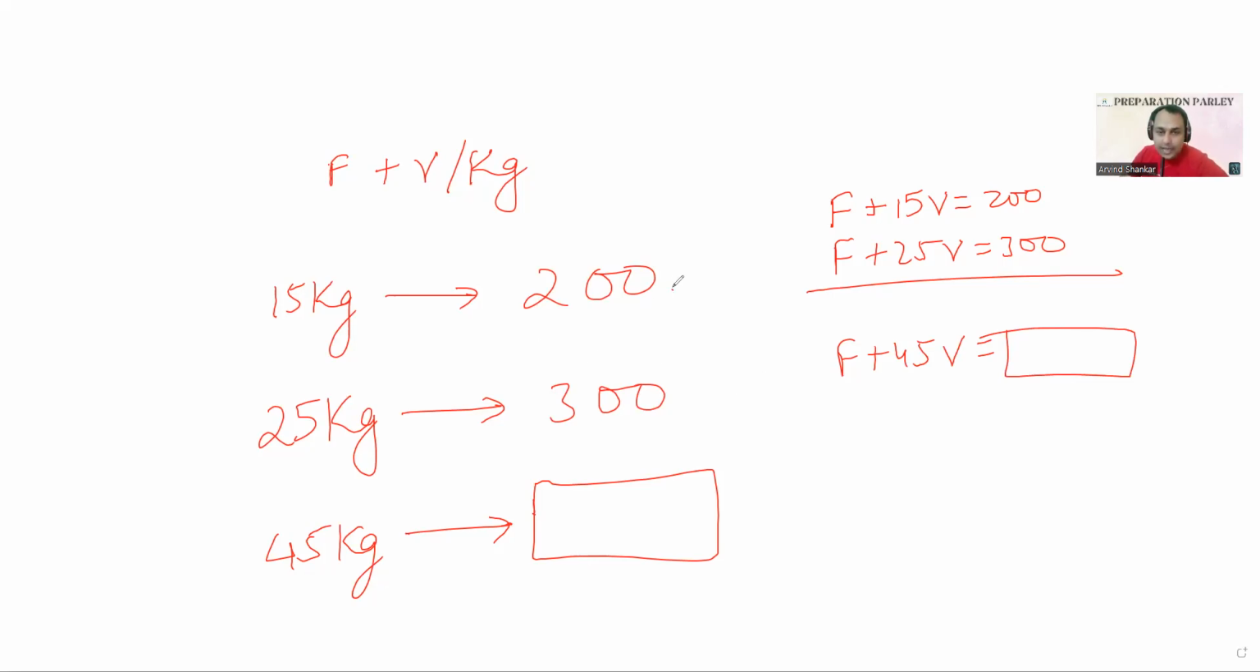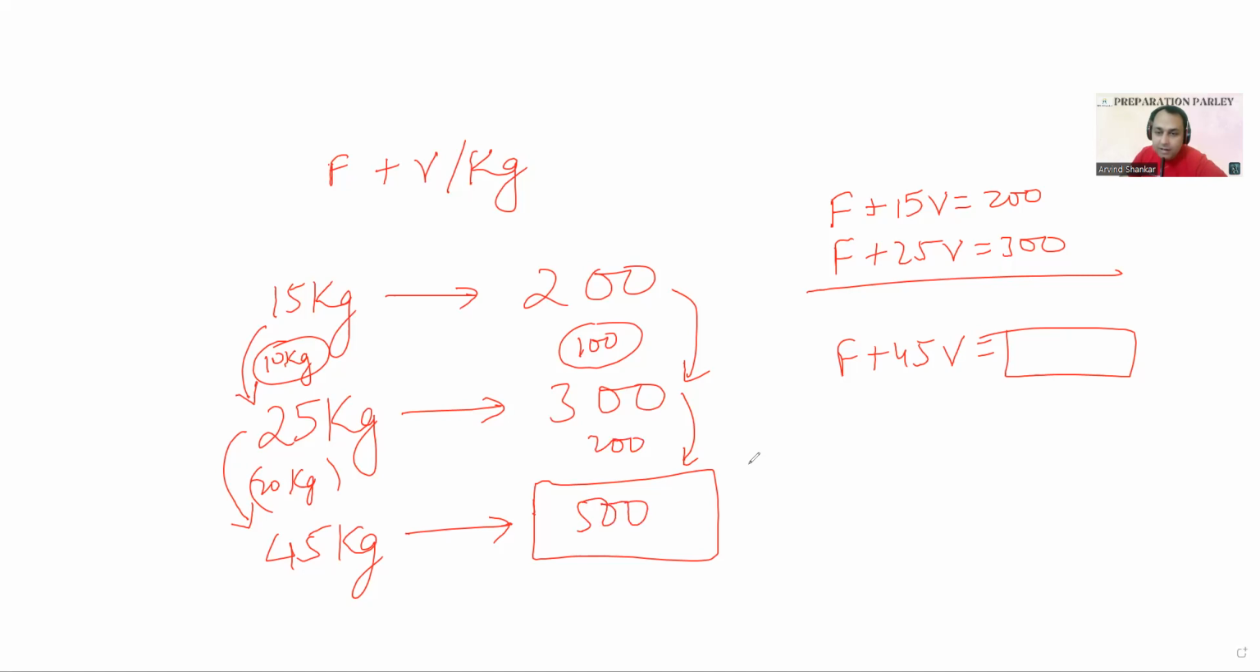मुद्दा ये समझो, यहां से यहां फिक्स तो चेंज हुआ नहीं है. What has changed is only variable. So 10 केजी वेट बढ़ने से आपका बिल बढ़ गया 100 रुपए. 20 केजी वेट बढ़ने से आपका बिल बढ़ जाएगा 200 रुपए. And the answer here should be 500.